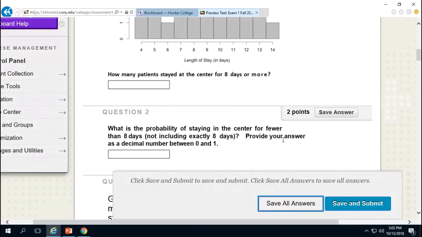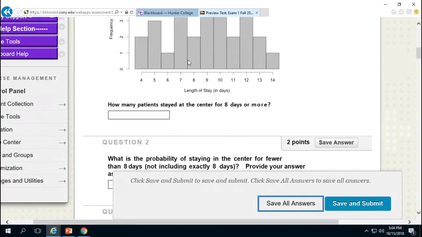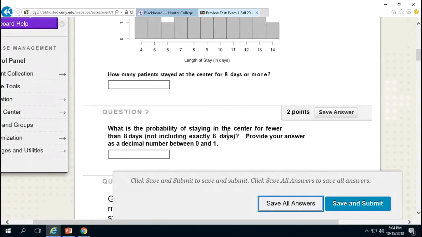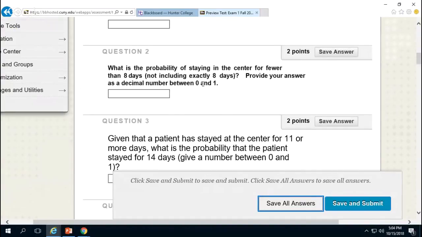Then the second one was more difficult. This was a conditional probability question. What is the probability of staying in the center for fewer than 8 days? Oh no, sorry, this is just another one. This was just 1 minus the first one. So this isn't really any harder. The first one was 8 or more. The second one was 7 or fewer. So you could double check your answer here just by making sure that both of these add up to 1.